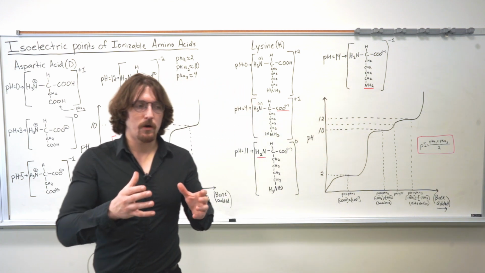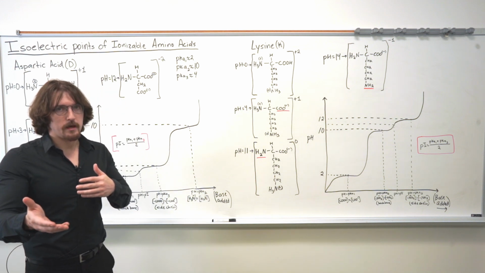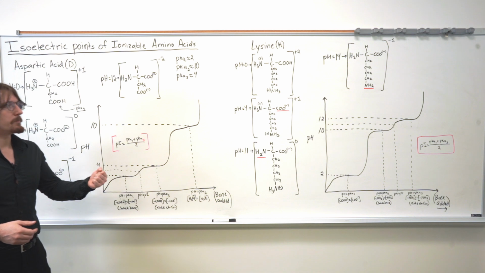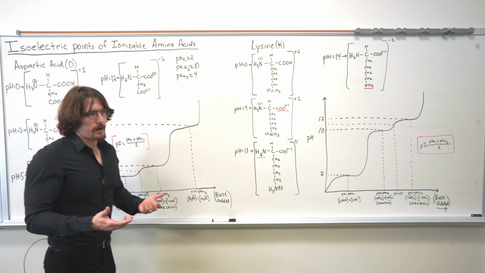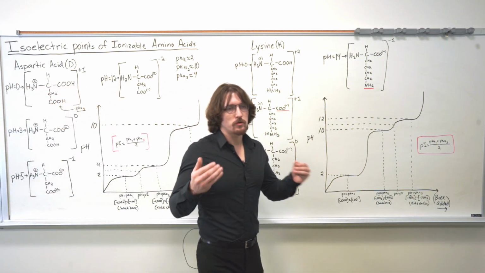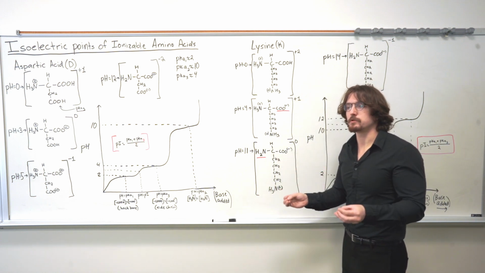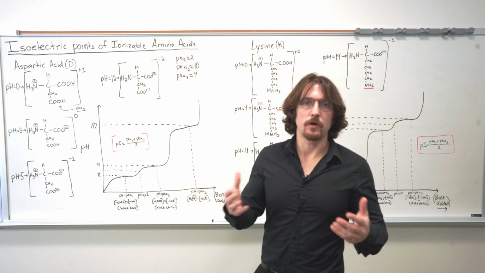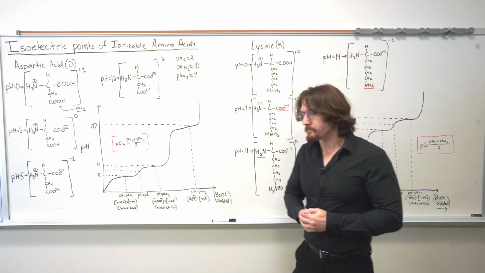We would always call those pKa1, which refers to the pKa of the carboxyl group, and pKa2, which refers to the pKa of the amino group. Generally speaking, the pI, the isoelectric point, for any neutral amino acid would just be calculated as the average of those two pKa's: pKa1 plus pKa2 divided by 2. You're averaging those, and that gives you the pI.